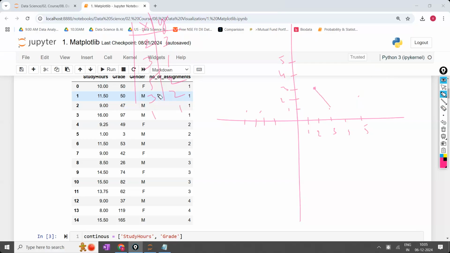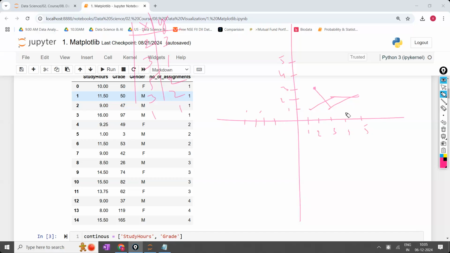Next, 3, 1 will be combined with 5, 2. This is the line. Next, from there to 3, 2. Where is 3, 2? This is 3 and this is 2. So 3, 2, one line. Next, 1, 1. This is one dot, one line. Just combining the dots in sequential order is called a line plot.